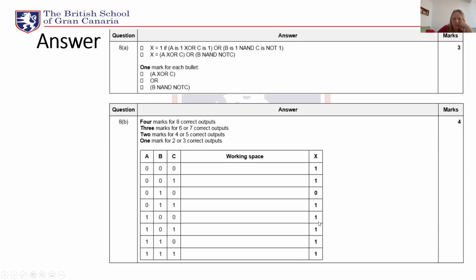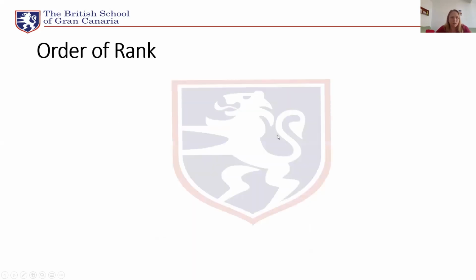So hopefully you've given this a go and you practiced it yourself. You get 4 marks for 8 correct outputs. So if all 8 of them are correct, sorry, outputs, not inputs, and then 3 marks for 6, and you can see it goes down and goes down. If you want to pause this video now and check your work, do so. Okay, moving on. So this is the second exam question.